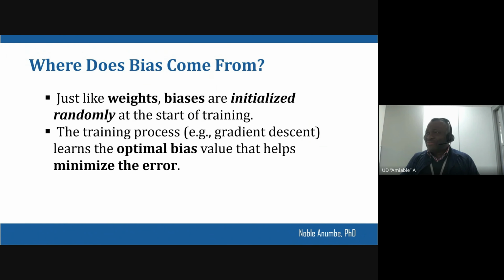So now, just like weights, biases are initialized. Initialize means you just assign them any random value, right? And then you run it, you get your Y, then you subtract your predicted from your actual, and you get something. If there is an error that is high, you try to tweak your W and you keep doing that. Now, the training process, which we call gradient descent, learns the optimal bias values that help minimize the error.